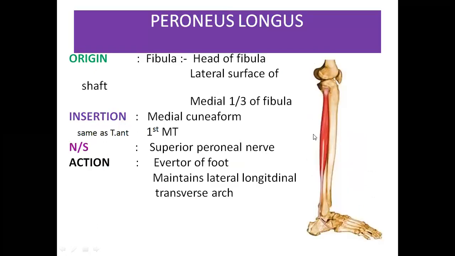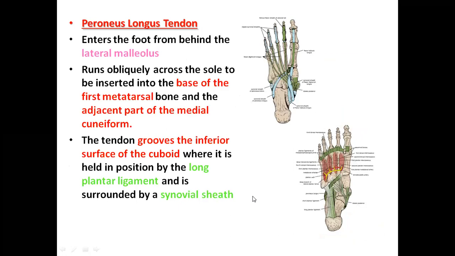So peroneus longus, we have already studied in the lateral compartment of the leg. Origin is the head of the fibula and lateral surface of the shaft of the upper two-thirds of the fibula. Insertion is medial cuneiform, and also first metatarsal bone. Nerve supply is superficial peroneal nerve. Action is eversion of foot and maintains the lateral longitudinal and transverse arches.